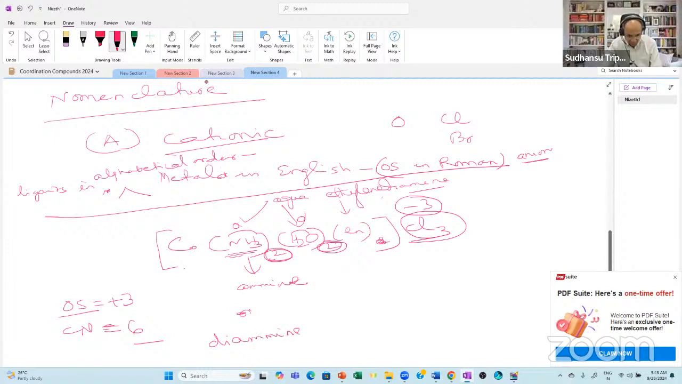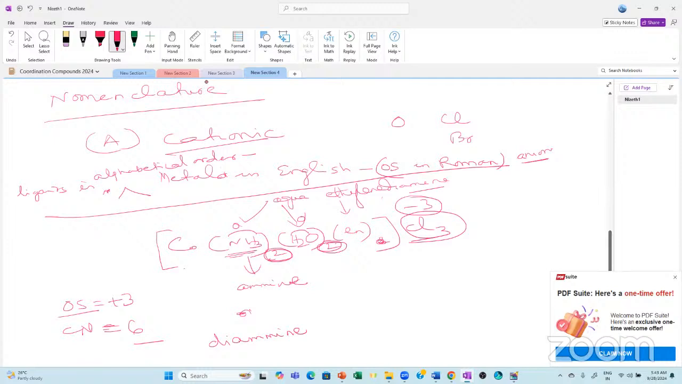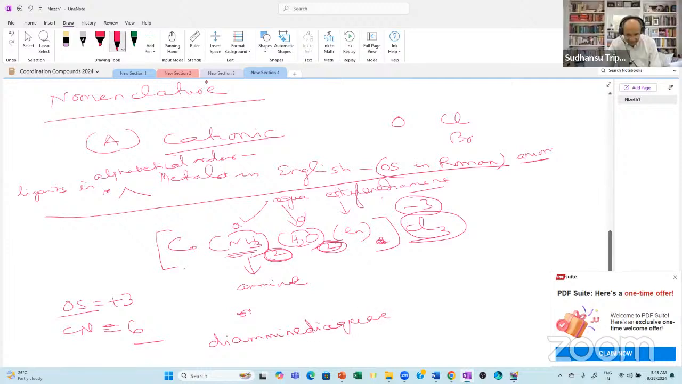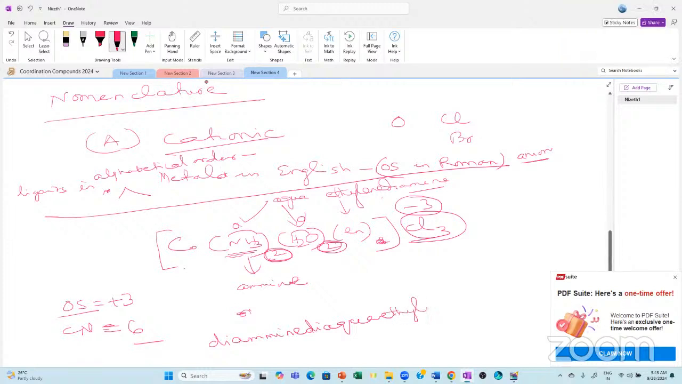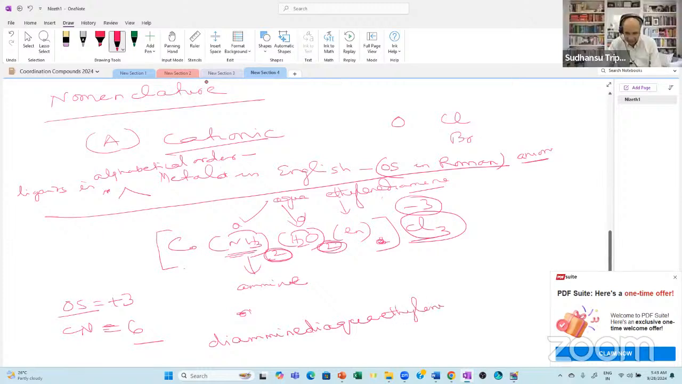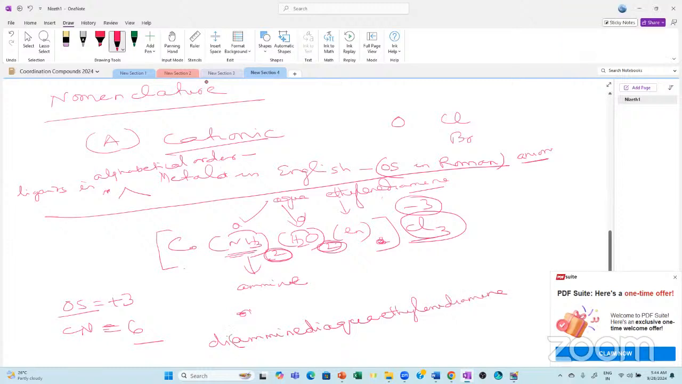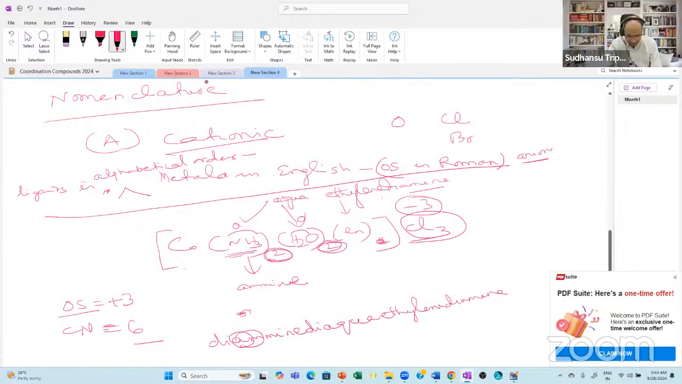Yes, not amino. Diamine, then diamine, diaqua, ethylene diamine, diaqua, cobalt. Ethylene diamine, cobalt. Slowly. Ethylene diamine. We have cobalt, then ammine, then aqua, then en. Di, tri, tetra are not considered. So diamine, diaqua, ethylene diamine, all the ligands are over.